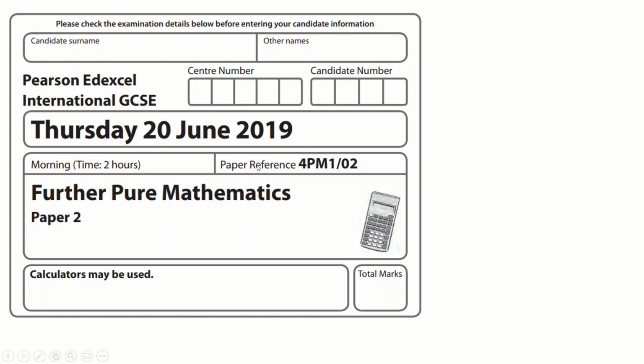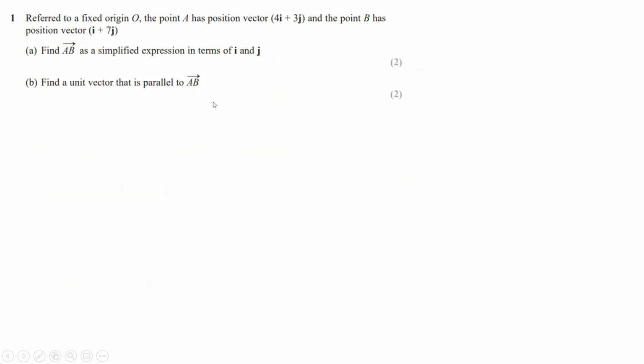Anyway, it's from paper 9. It's from 2019. Let's get straight into it. So vectors questions to start with. We've got a point A with this position vector.